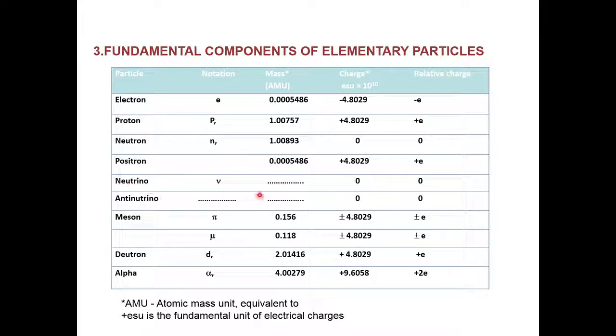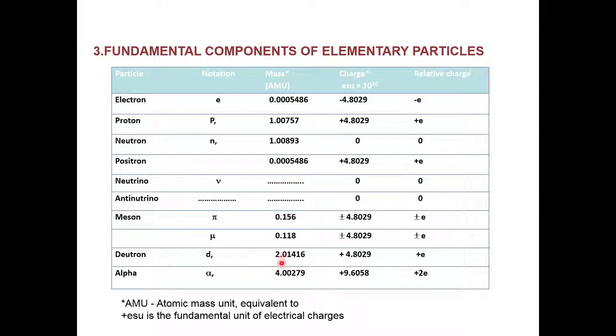Similarly, we have other particles known as neutrinos, which do not have any mass, and the charge is also 0 and the relative charge is also 0. Then we have antineutrinos, again no charge. Mesons are there which could have positive or negative charge, and can be denoted by plus or minus e. Similarly, mu mesons, positive or negative.